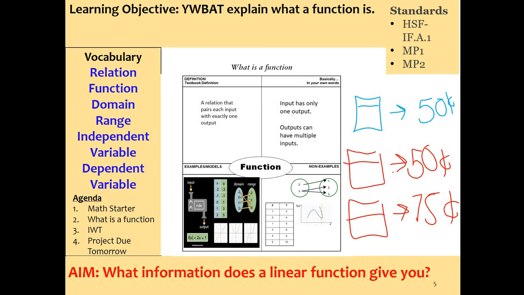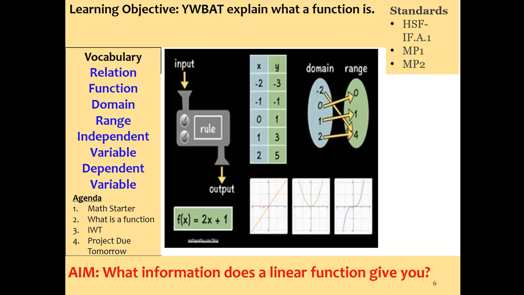So I have some pictures here of an example of a function, right? Sometimes we call a function a function machine, where you have an input, you do a rule, and then you get an output. This is a very popular function notation that we're going to go over. F of x. F stands for function. X is your input, your domain, and 2x plus 1 is the rule.